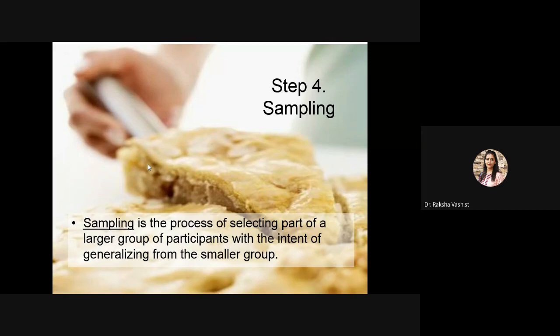Sampling is the process of selecting a smaller group of participants with the intent of generalizing from that group, right? So a sample is basically a subset of the population. Choosing that subset of the population is known as sample, and the method to choose that sample from the population is known as sampling. So sampling is simply the process of choosing the sample.